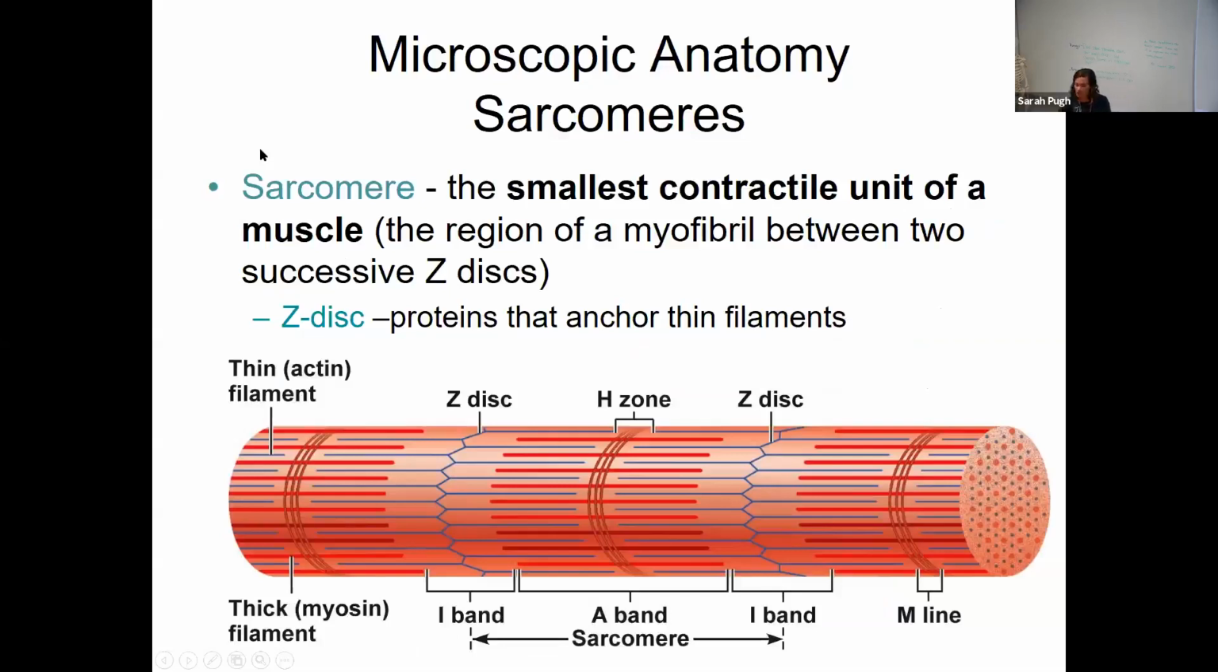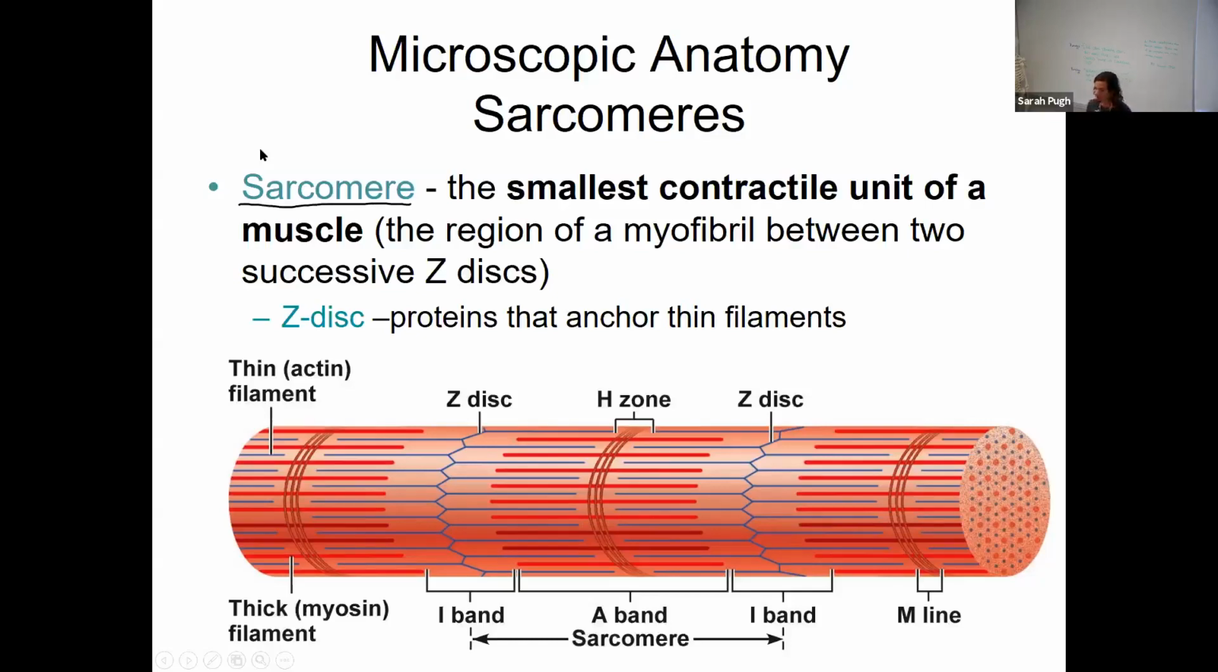Before we talk about myosin and actin, let's look at this arrangement of actin and myosin. Before we really look at the individual molecules, let's look at how they're arranged, right? So we have our thick and our thin filaments. And obviously there is a pattern here within this myofibril as to how actin and myosin are arranged. And we call the smallest part of that pattern a sarcomere.